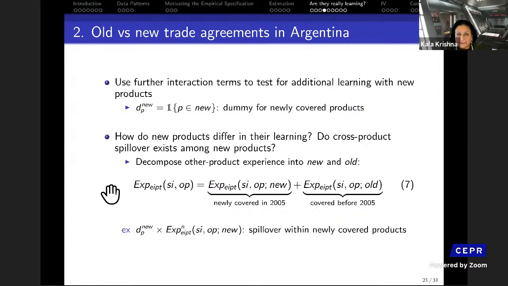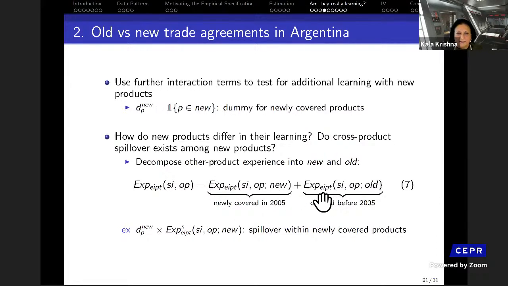Do cross-product spillovers exist among the new products? So with the same product, there's no issue, but with other product experience, we break that other product. Supposing we have the same importer, but the other product. We break that experience into experience with the same importer and other product, but when the product is newly covered, and when it was covered before 2005. So earlier we have same importer, other product. Now we say, okay, same importer, other product, new, and same importer, other product, old. So the product could be new, or the product could be old. Okay? So we have this product old, new in two ways. One is the product you're exporting, new or old, and then is your experience with products which are new.